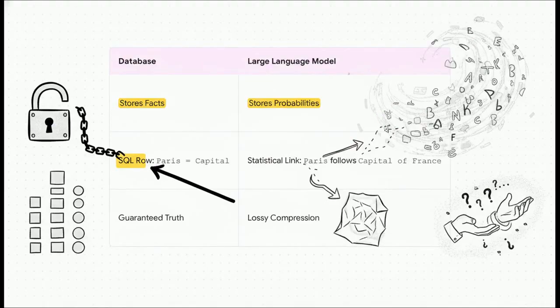Okay, so this slide gets to the absolute heart of a massive misconception. An LLM is not a database. Not even close. See, a database stores a fact as a guaranteed truth. A row in a SQL table says, Paris equals capital. It's absolute. An LLM? It does something totally different. It stores probabilities. It's basically a highly compressed, kind of fuzzy summary of the internet. It doesn't know Paris is the capital. It just knows that, statistically, the words "capital of France" are almost always followed by the word "Paris." It's a statistical link, not a hard fact.